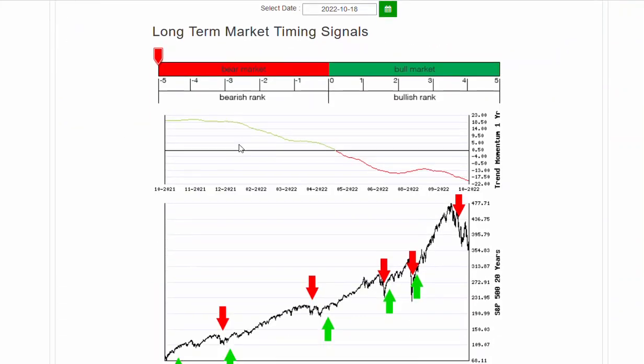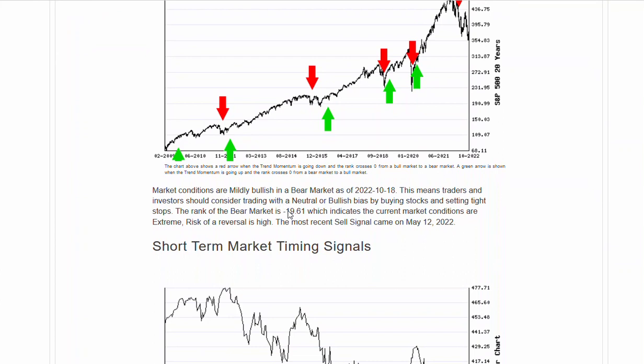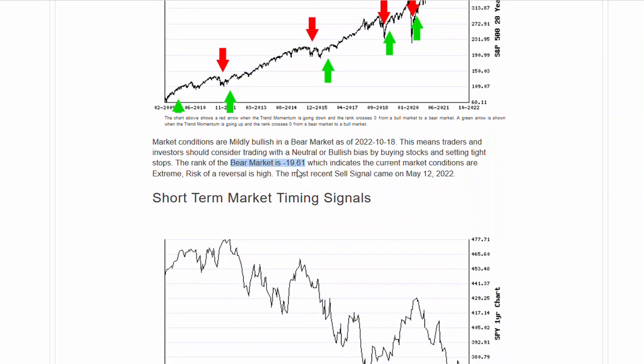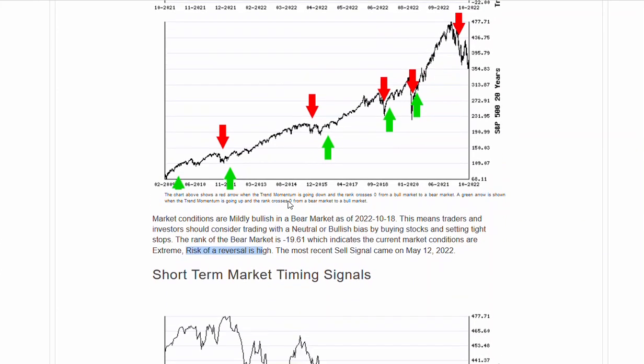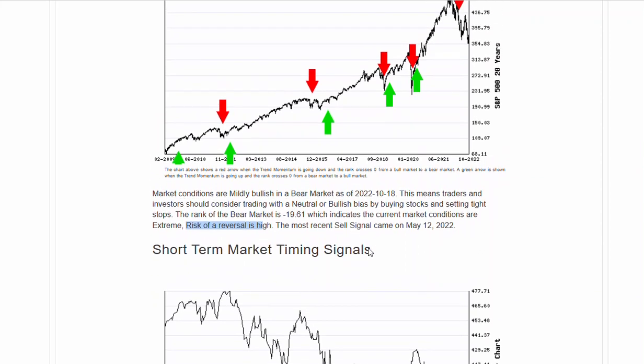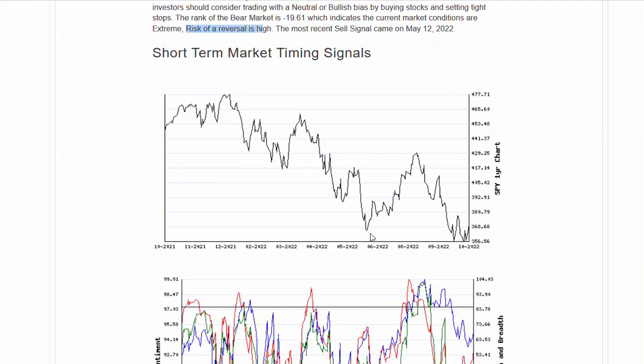We obviously know that we're in an ugly downtrend. In terms of our indicators, this bear market has a rank of negative 19. Typically it ranges 10 or 11. Really, in normal market conditions, it's about a negative 5. So we're deeply oversold, which says that the current conditions are extreme and risk reversal is high. What that means is that we could get a bounce here. Risk reversal, meaning reversal of the current downtrend to a potential new uptrend.